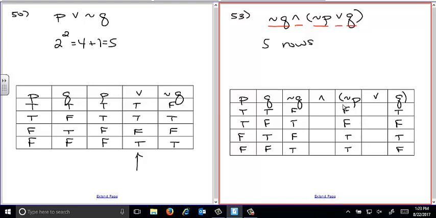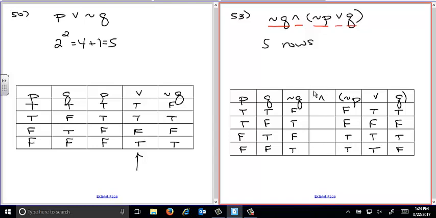Okay, the parentheses means that we do this operation first, comparing these 2 columns. It's an OR operator. The only time OR is false is if they're both false. So this is false. All the other 3 are true.